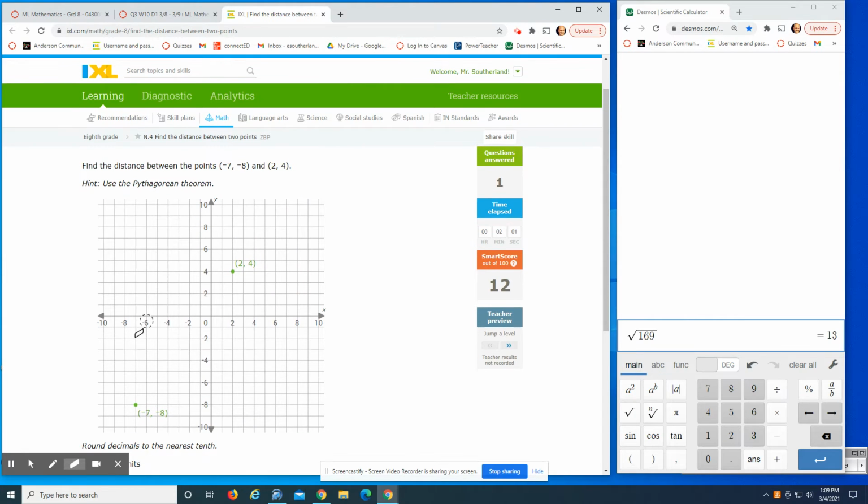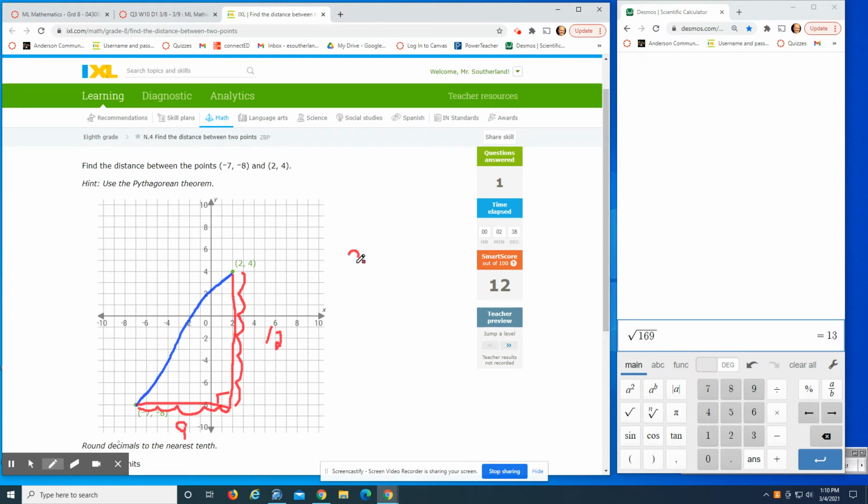We want to find out how far our points are from here to here. So you're going to draw a right triangle. Now, typically you'd want to use straight lines, but it's really hard to draw perfectly straight lines using a mouse. So you can see your right triangles right here. 2, 4, 6, 8, 10, 12. And then 2, 4, 6, 8, 9.